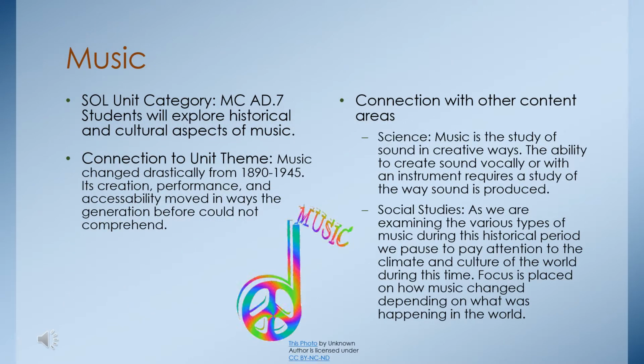Each standard of learning in music is essentially addressed within each unit. However, we will primarily focus on Music Standard 7 for Virginia State, which states that students will explore historical and cultural aspects of music. We will make sure we take the time to really focus on the cultural aspects from 1890 through 1945. And that really encompasses a large amount of music. So we will make sure that we focus just on the areas that are focused on in the science and social studies classrooms.